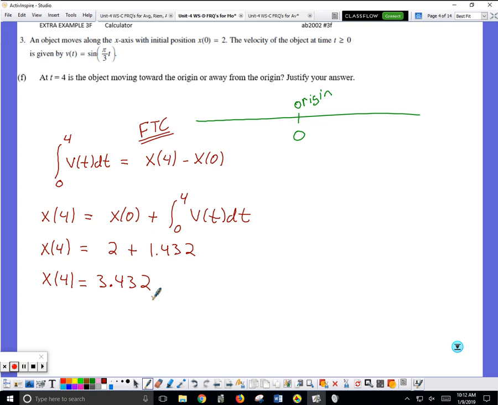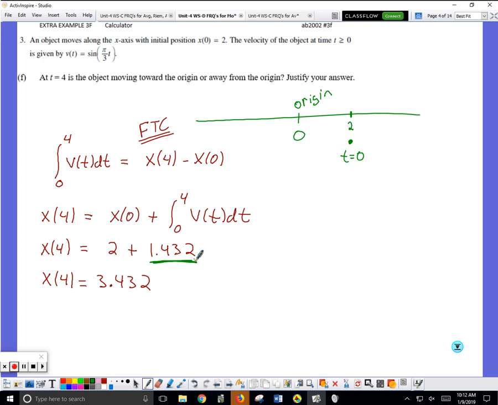Question. Why do you add that? So the integral never computes a position. The integral computes a change in position. So the integral's value is 1.432. That means that at time equals 0, the particle is located somewhere. The earlier description said that at time equals 0, the particle is at location 2. So 1.432 means from time 0 to time 4, the particle's position will be different by that amount.